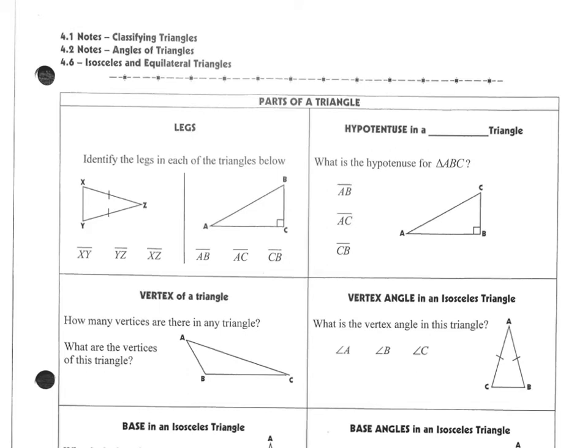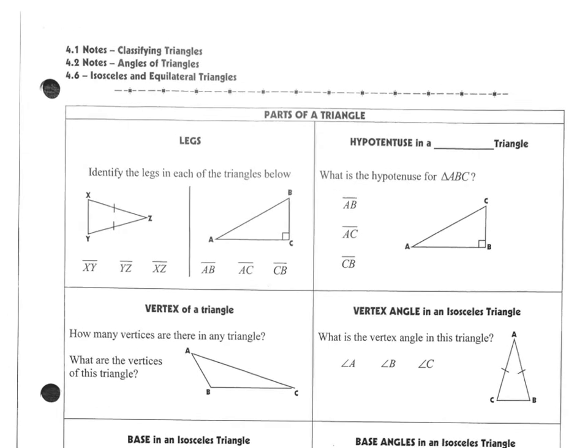All right, we're going to go over the notes for sections 1, 2, and 6. These are also sections that you should look over and read through in your book as it pertains to some of these definitions, making sure that you have the notation correct also.